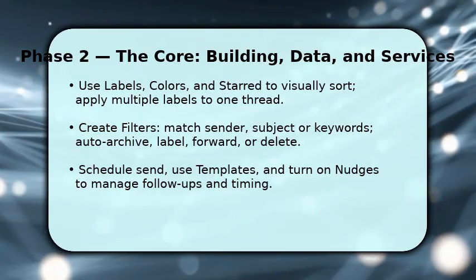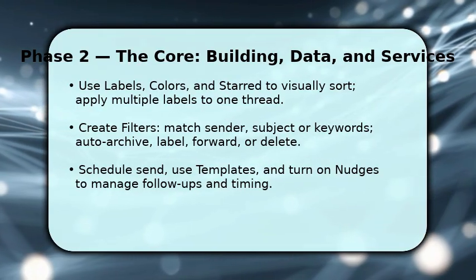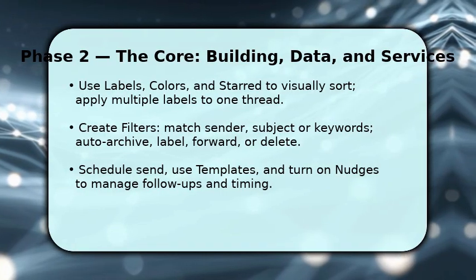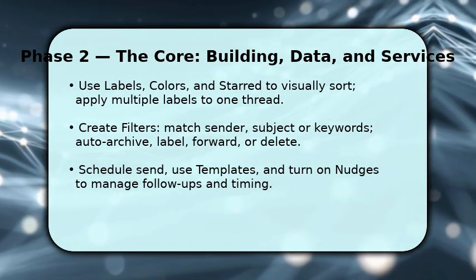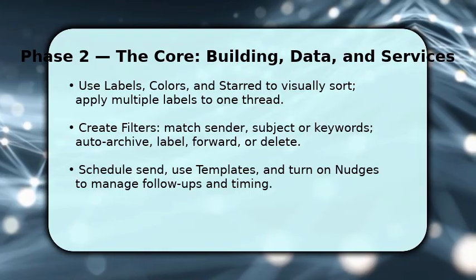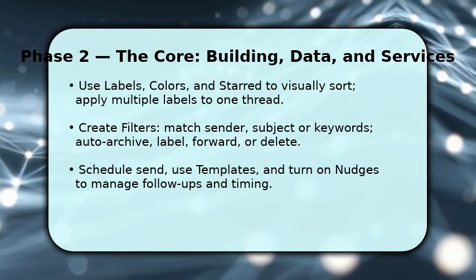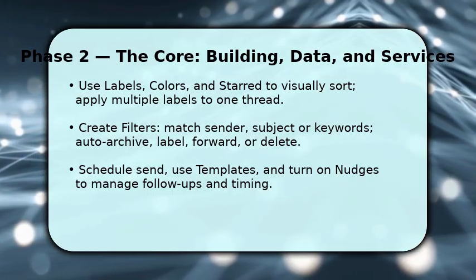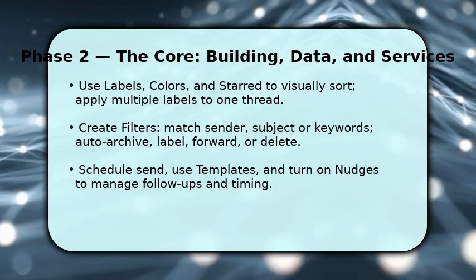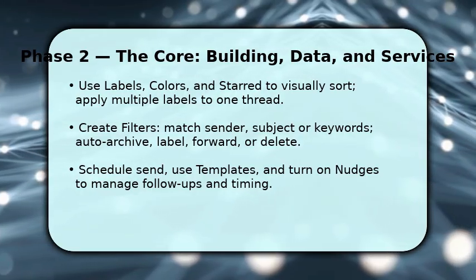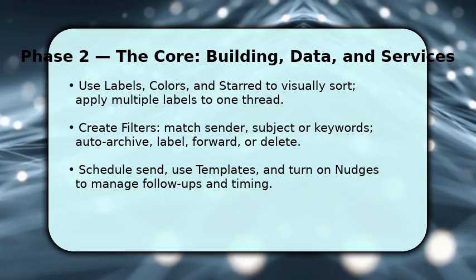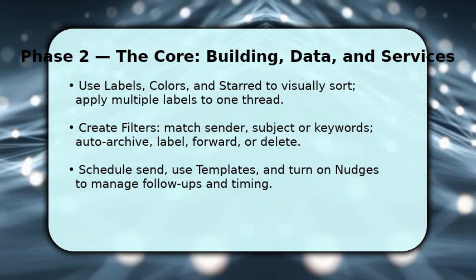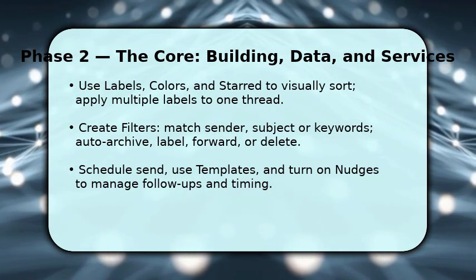Use templates for common replies and schedule send to control timing, great for different time zones. Make labels and colors your filing system. Apply more than one label to a thread and archive to keep inbox clean. Create filters to auto-label, forward, or remove messages based on sender or keywords so routine work disappears. Once configured, rely on nudges and snooze to surface items later. These automation and organization steps save time and keep your inbox from becoming chaotic.